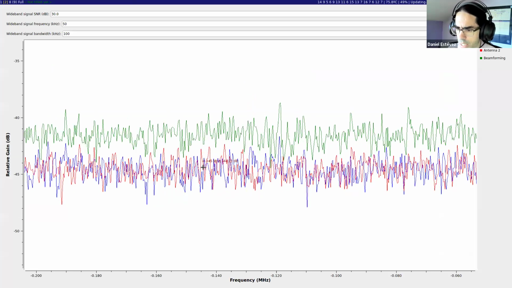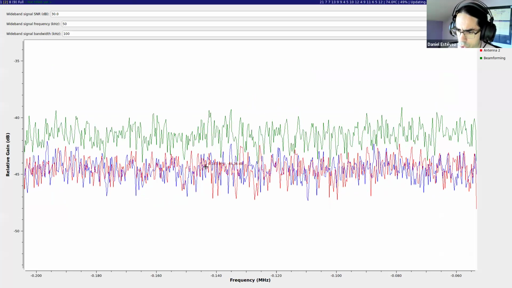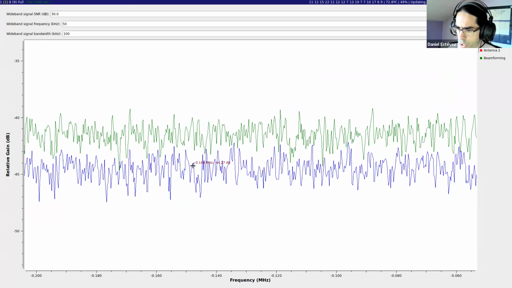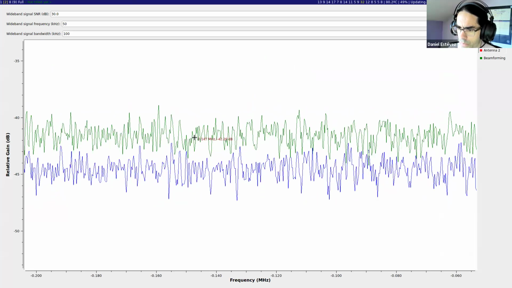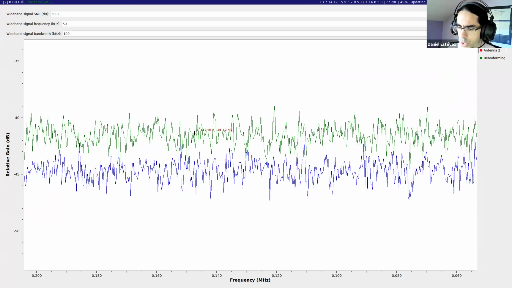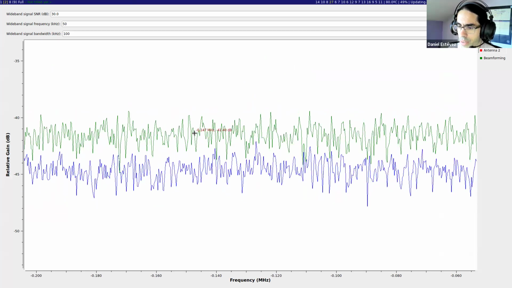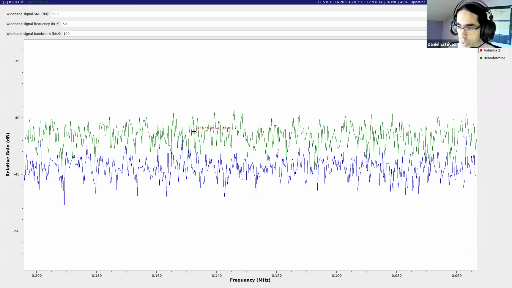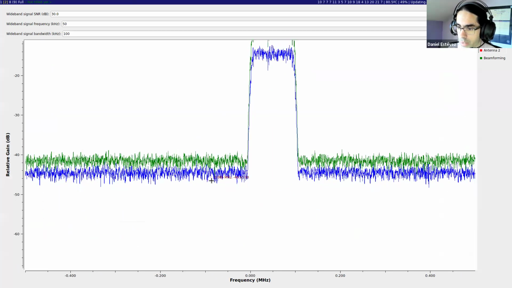So let's check things here. Not sure if it's too clear to see. Let me switch this off. I have minus 44, and here I have minus 41. So there is an increase by 3 dB in the noise. 3 dB is a factor of 2 in power, and that's what we expect.